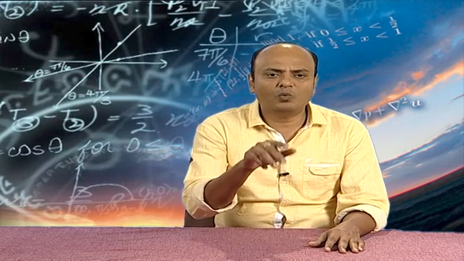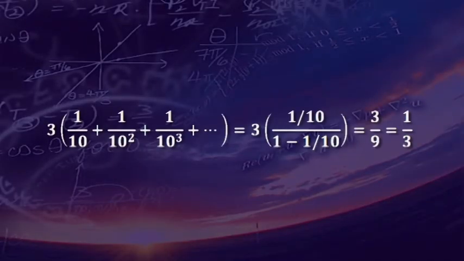For instance, if we consider the number 1 by 3, its decimal expansion is 0.3333 and so on, which may be written as 3 times (1 over 10 plus 1 over 10 square plus 1 over 10 cube and so on), which is equal to 3 times (1 over 10) divided by (1 minus 1 over 10), which will be equal to 3 by 9, or this is the same as 1 by 3.